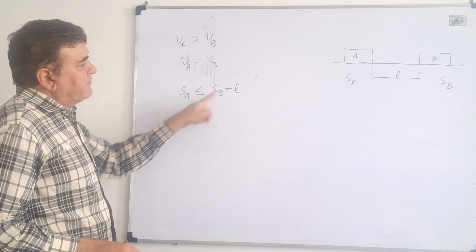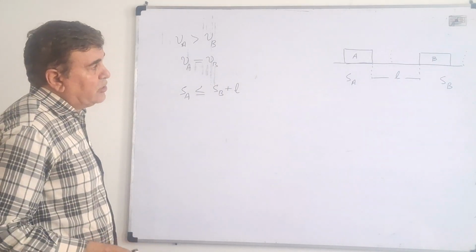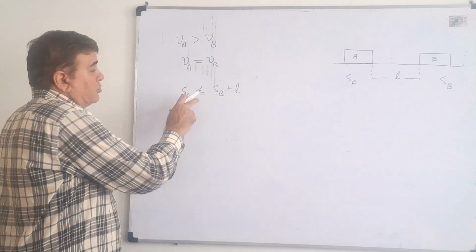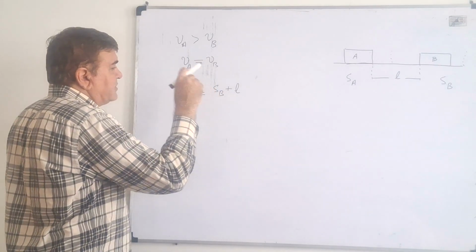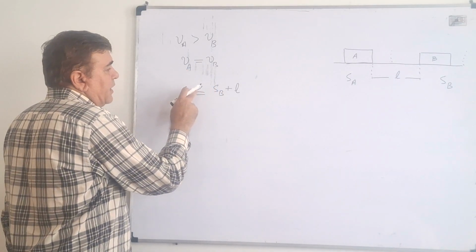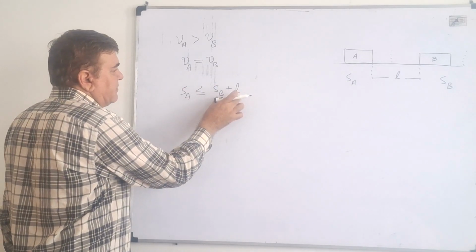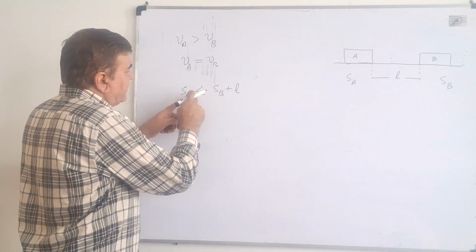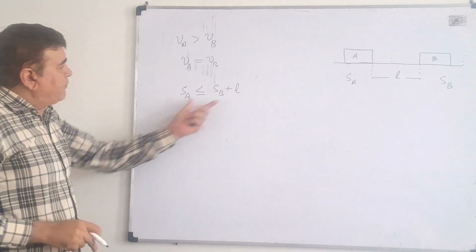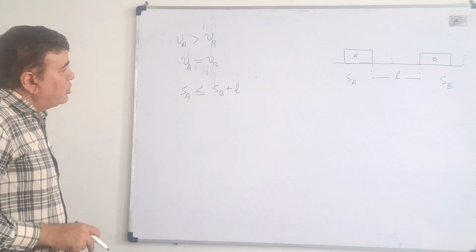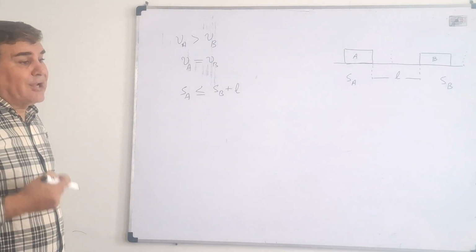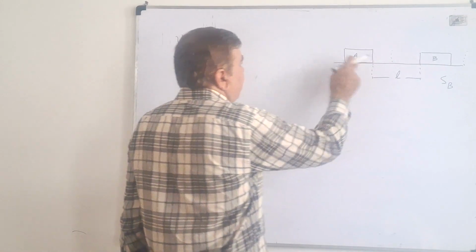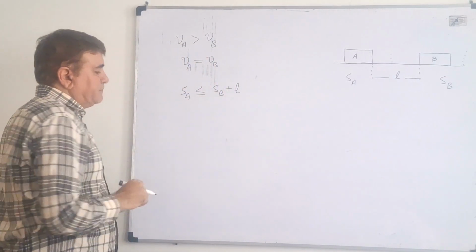If this condition is satisfied, there will be no collision between the two cars. The collision is completely avoided if SA is less than the sum of these two parameters, and the cars would just touch each other if equality is satisfied. So what we need to do is find the constant acceleration, that is another condition, the constant deceleration of car A, in order to satisfy this condition.